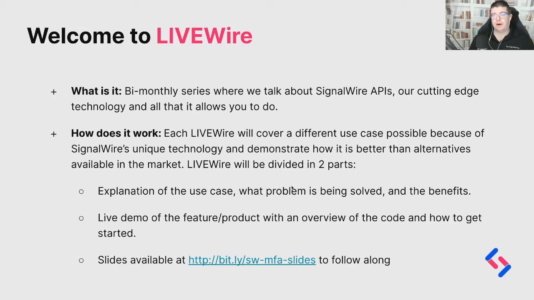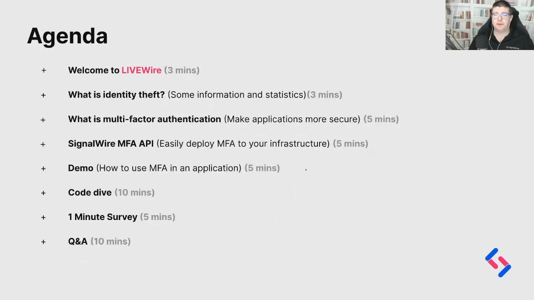Great. So where do we start? There's a few things to look at, but we'll look at what identity theft is, which is the major problem that 2FA tries to solve, what multi-factor authentication is, and what the SignalWire multi-factor API does and how it works. We'll take a quick look at the demo application I built, and we'll do a code dive so we can figure out how to use it. It's actually quite simple, but there's a few caveats that I'd like to show you.